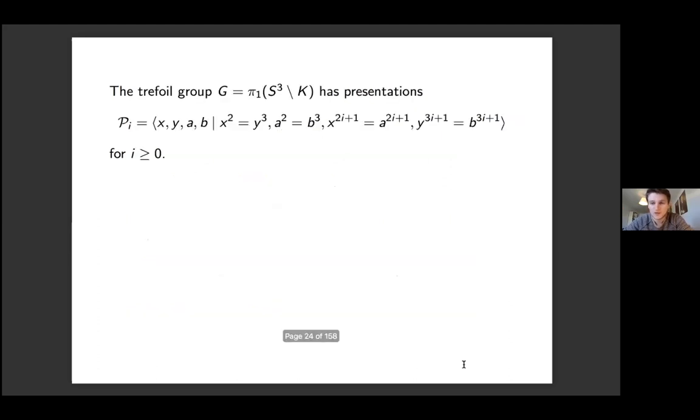Okay, some more examples. So the trefoil group, i.e. the fundamental group of the complement of the trefoil knot in S3. This has the following presentations, P_i. And we note that in the case i equals 0, if you just plug in i equals 0, it reduces down to this presentation: generated by x and y with the relation x squared equals y cubed. This is the well-known standard presentation for the trefoil group.